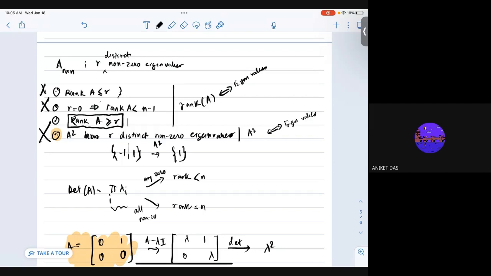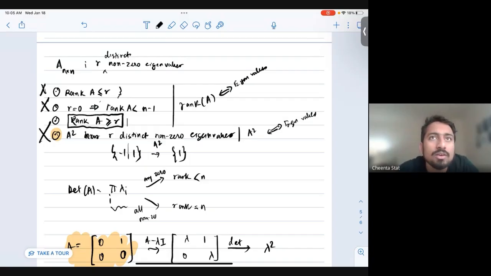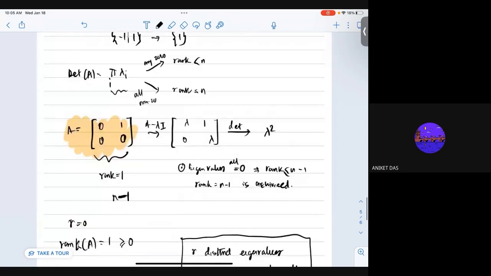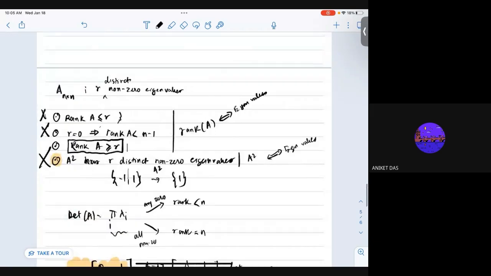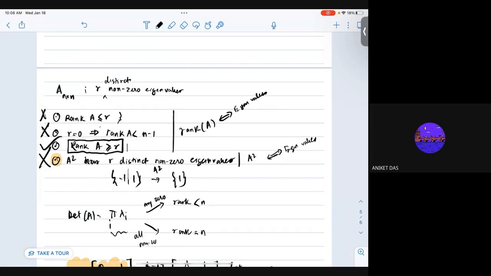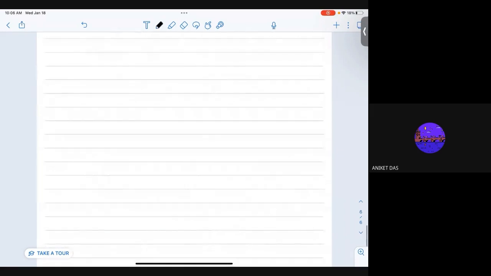So zero non-zero eigenvalues means the only eigenvalue is zero. Understand? Yes. Got it? Great. Okay, next problem.